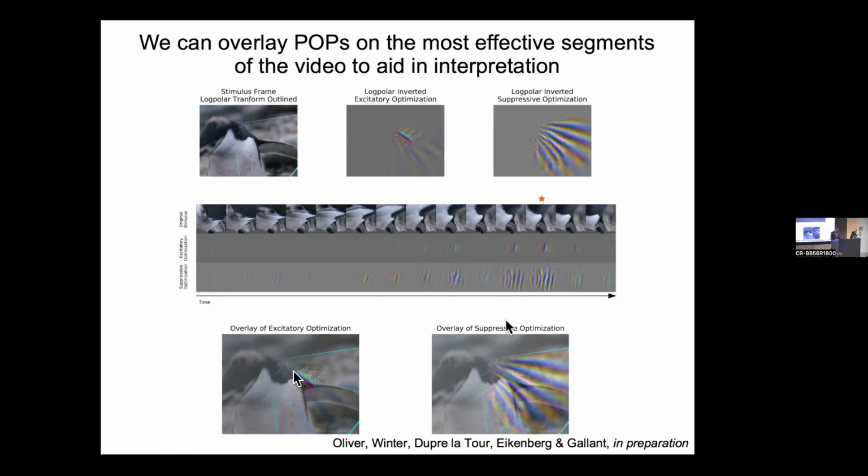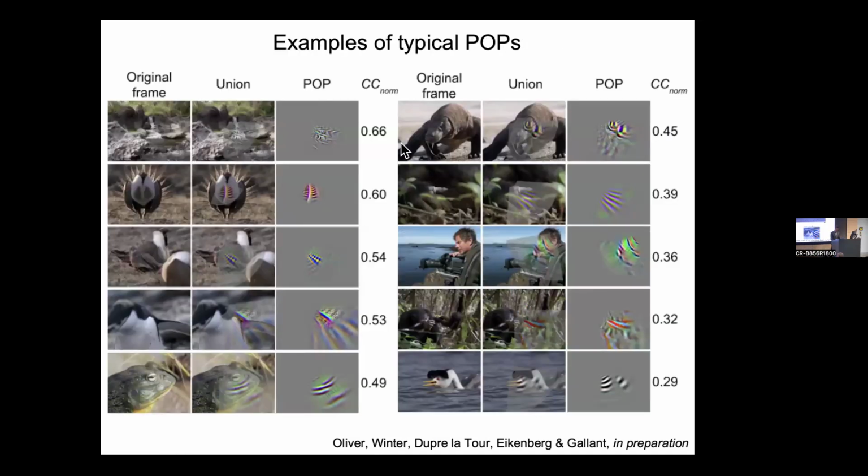So you can see on the bottom here, the best response for this neuron was a movie of a little penguin. And you can see that the predicted optimal pattern, which the algorithm tells us is the most effective stimulus for the cell, matches the wing of this penguin. This is one of my favorite slides.